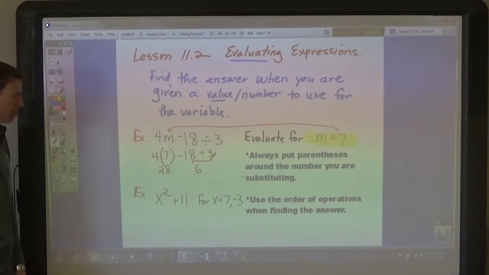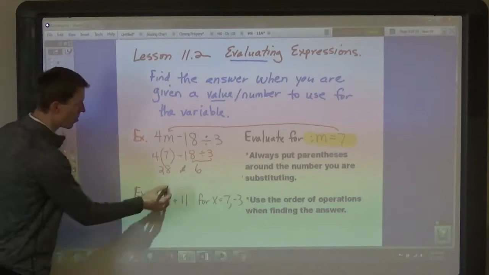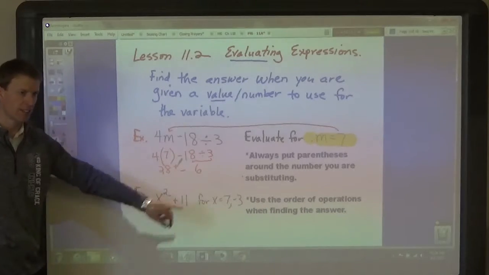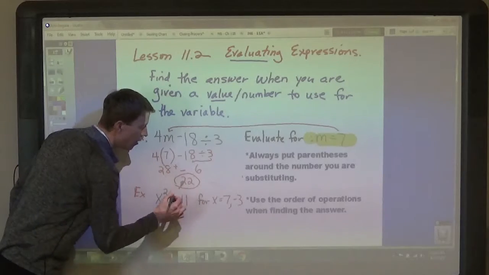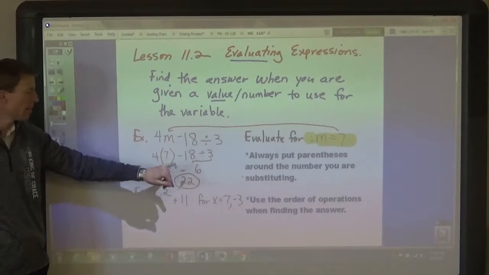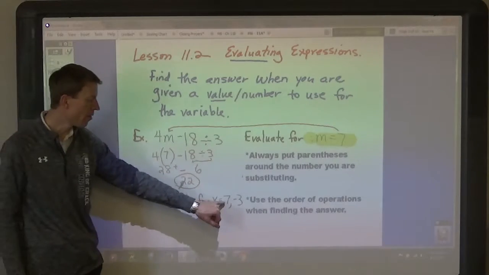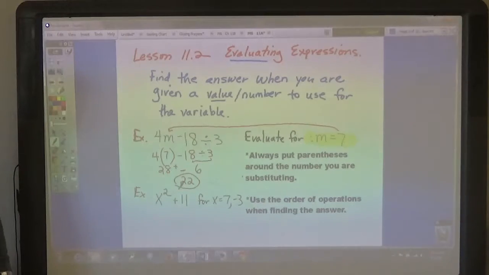Now that's done. Then we can minus. We insert a plus sign in front of the minus sign because that's what we do. 28 plus negative 6 is 22. So by substituting in the number 7 for m, you get an answer of 22. Sometimes you'll be given more than one number to put in. And so you have to do those one at a time.